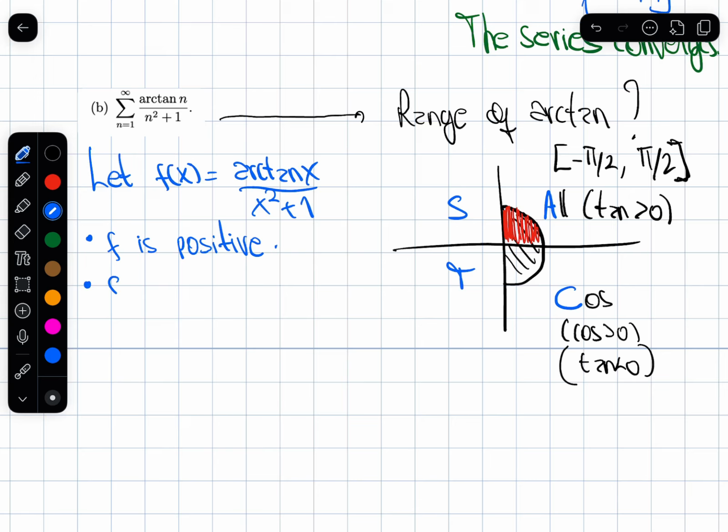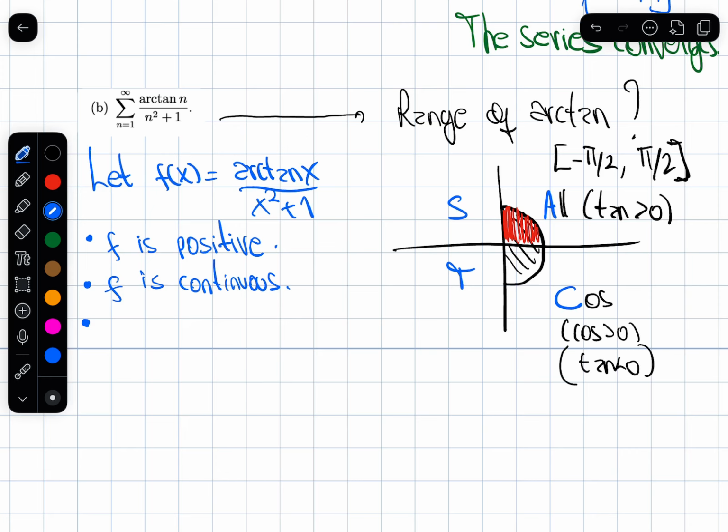Second, is f continuous? Yes, f is continuous. You have to say it, even though it seems obvious. n squared plus 1 is never 0, so there's no asymptote issue. And the arctangent is also continuous. As n goes to infinity, doesn't really matter. The domain of the arctangent is all real numbers. So if it is continuous, everything's fine.